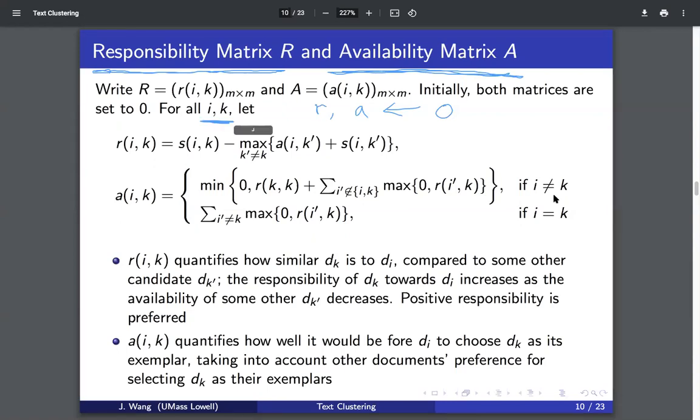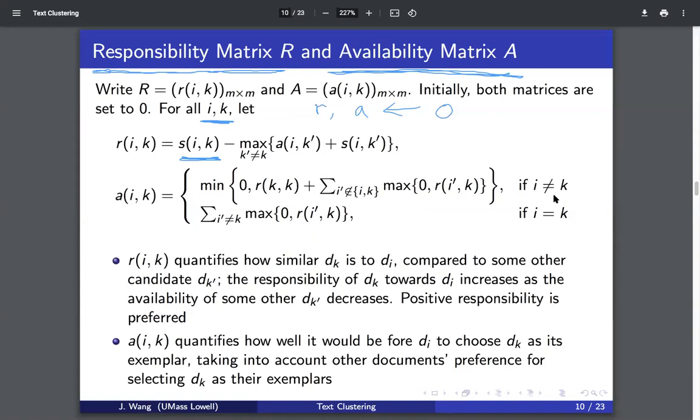So this is index. The responsibility of I and K is equal to the similarity. So with each I, K, we have a similarity value. Now think about what this means. And then we subtract that to make I responsible for K.